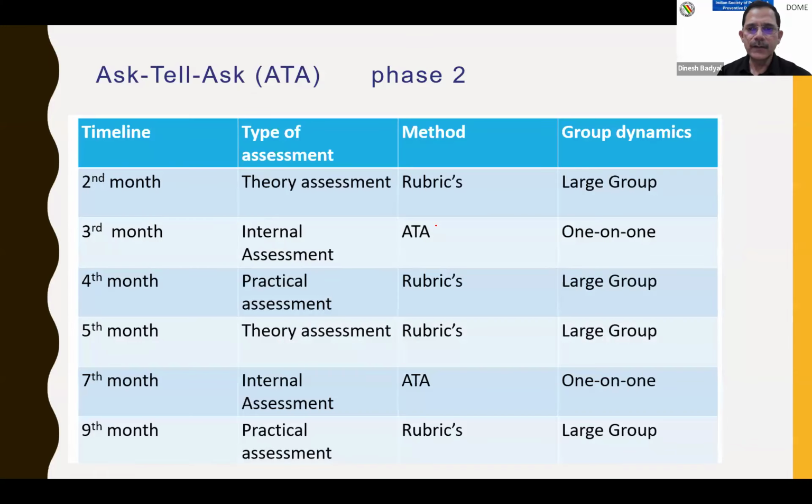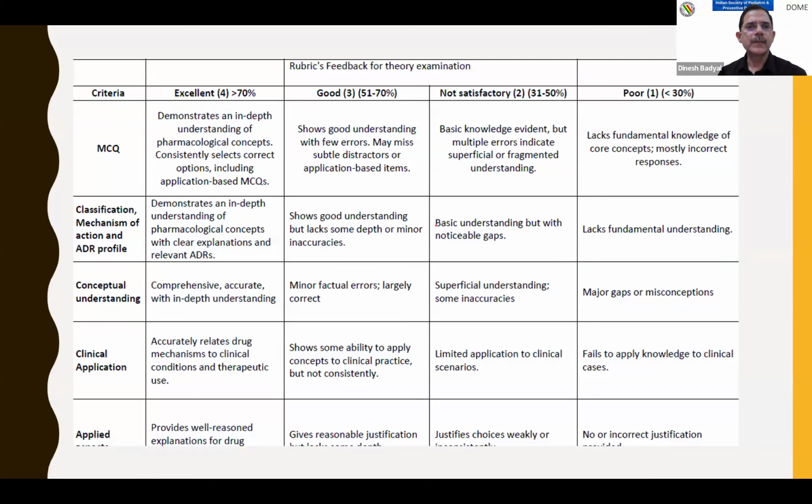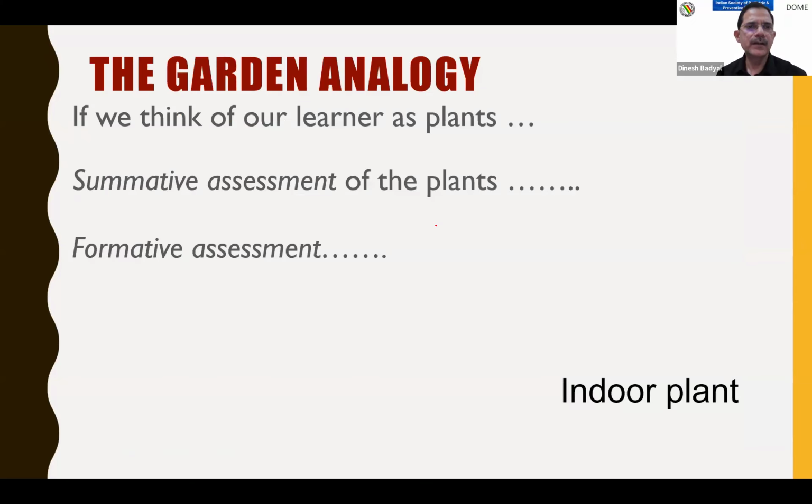The 4th month is practical assessment. We use a rubric. Then the 5th month is theory. And like that, we have devised and we have done. It was doable and feasible. This was the rubric which we developed for that.